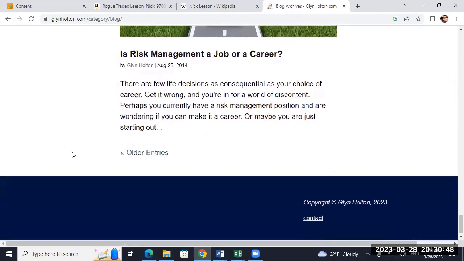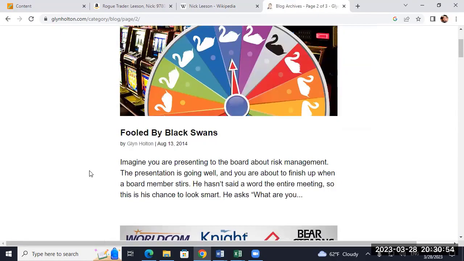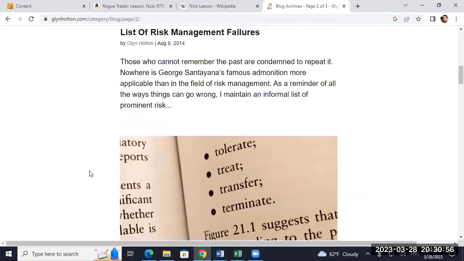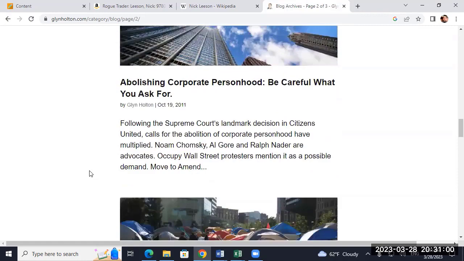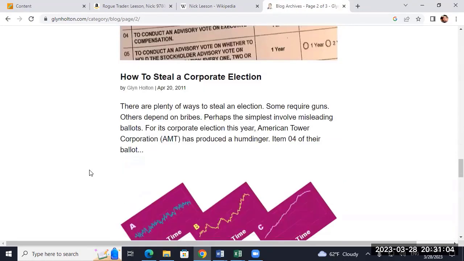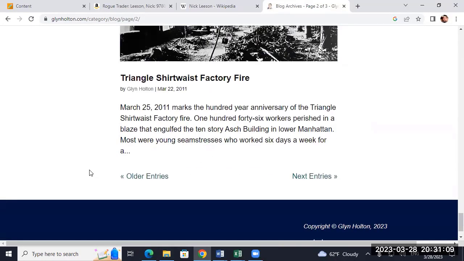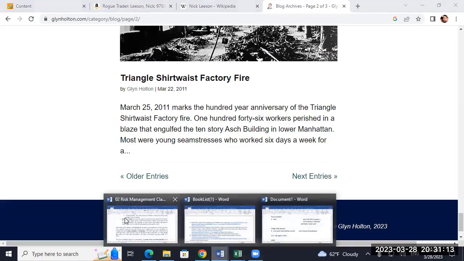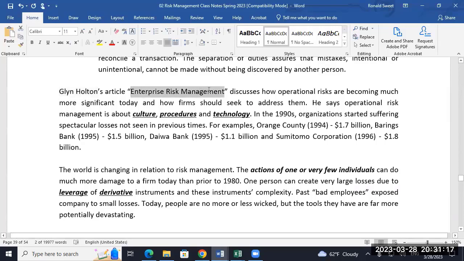A lot of VAR stuff, right? Is risk management a job or career? That would be interesting. Fooled by black swans. Well, I need to read some of his articles. I didn't realize he had so many of them out there. Wow, really, really good. All right, so he's done some really interesting stuff. But the article I wanted to talk about is this one, Enterprise Risk Management.